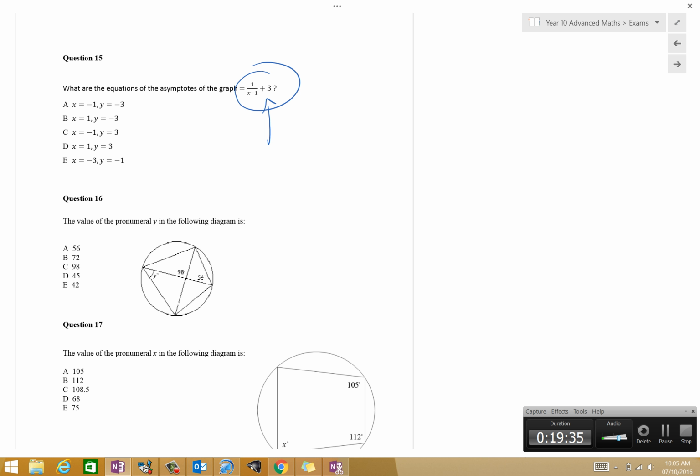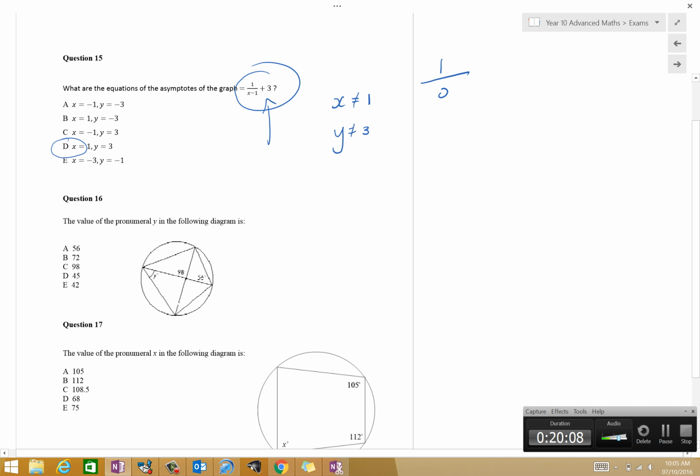So therefore, there's an asymptote at x equals 1, because we know that if we do 1 divided by 0, that can't be done. It's undefined. Now, if that whole fraction on the left-hand side can't equal 0, therefore y can never equal... sorry, x can never equal 1, and y can never equal 3. So therefore the asymptotes are x equals 1, y equals 3.